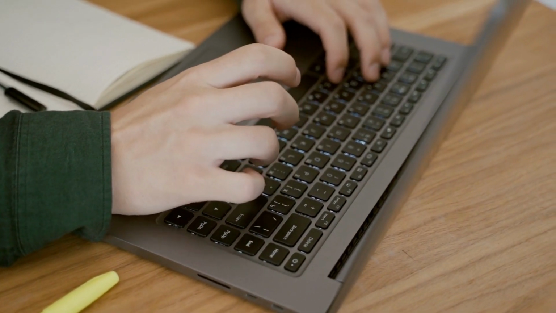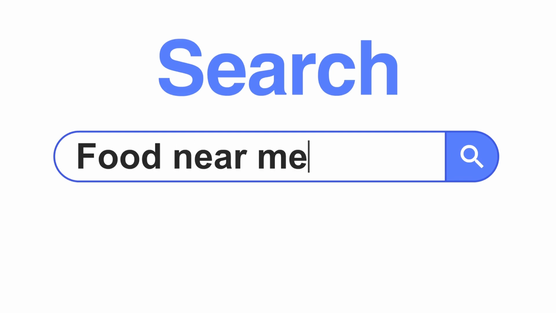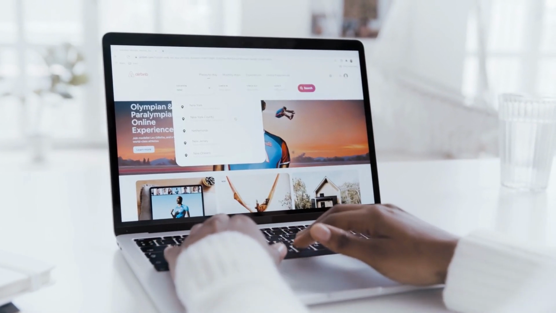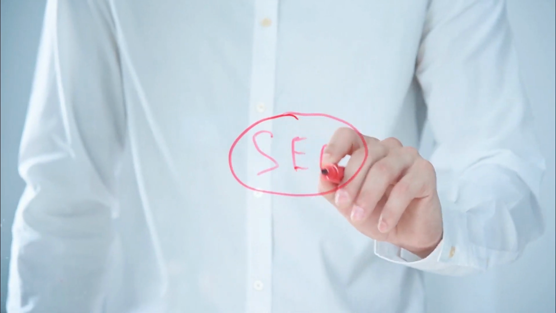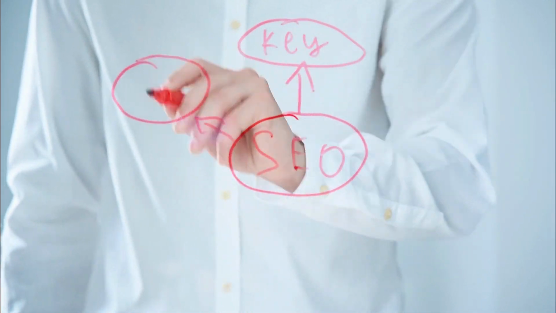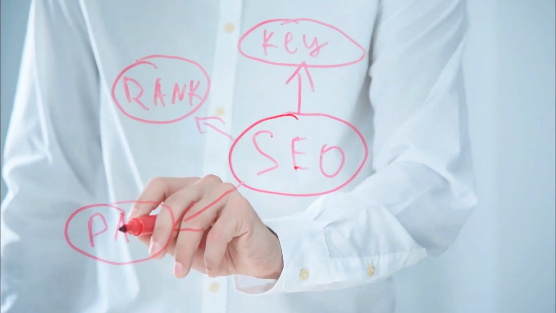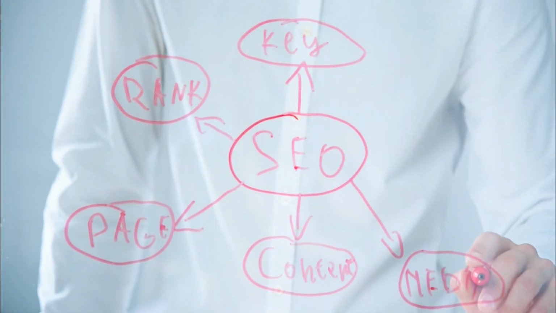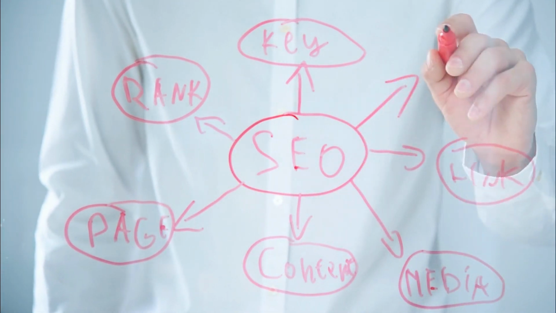Keywords are simply the words and phrases people type into search engines to find information, products, or services. As an SEO pro, our job is to figure out what those keywords are so we can create content that shows up when people search for them. It's like being a detective, but instead of solving crimes, we're solving the mystery of what people want to find.